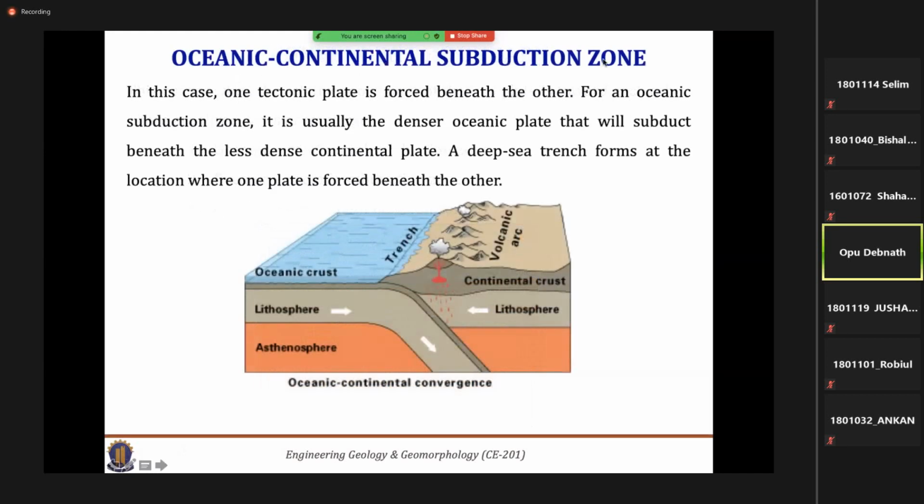The first one is the oceanic-continental subduction zone. In this case, one tectonic plate is forced beneath the other. Generally, the oceanic plate is forced to move beneath the continental crust, and due to this movement, a deep sea trench is formed at the location where one plate is forced beneath another. That means during this relative movement, a trench is created along the fault line.